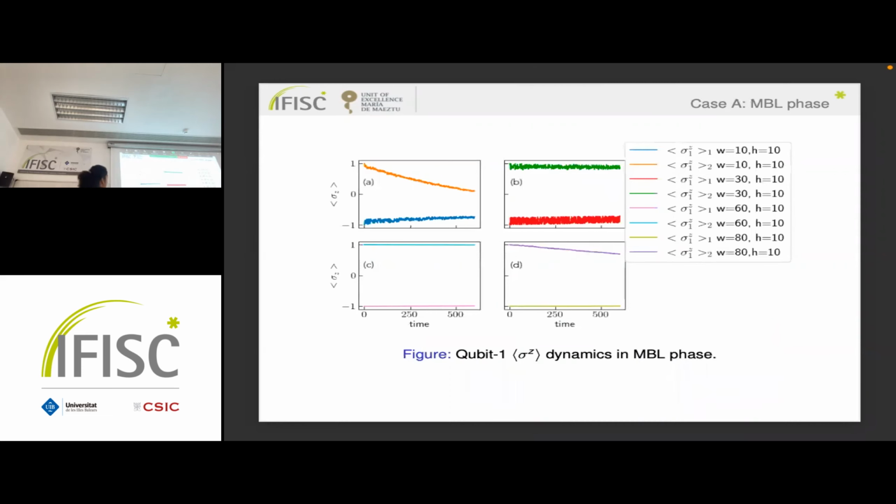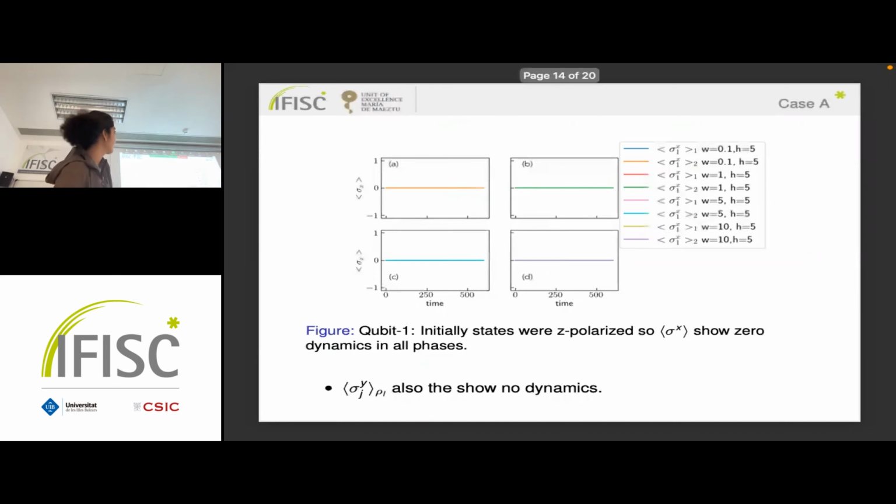And for the ambient phase, between the two trajectories there is some dynamics. And then when we move to the deep MBL and to the ambient phase, the dynamics is decreasing. It's decreasing drastically. If we look at these two panels, the value is approximately sticking to its initial state. And this is again for qubit number 1.